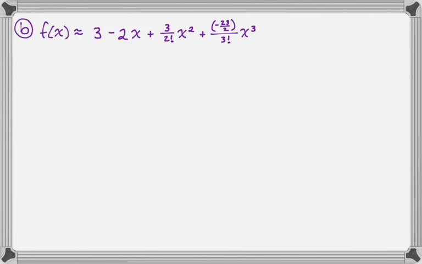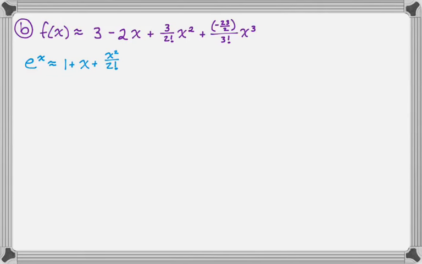We actually need our solution from A in part B, so I copied it over. We want to write the first 3 non-zero terms of the Maclaurin series for e to the x. That's just from memory. So e to the x is approximately 1 plus x plus x squared over 2 factorial. You can keep going forever with that pattern, but we only need the first 3 non-zero terms.